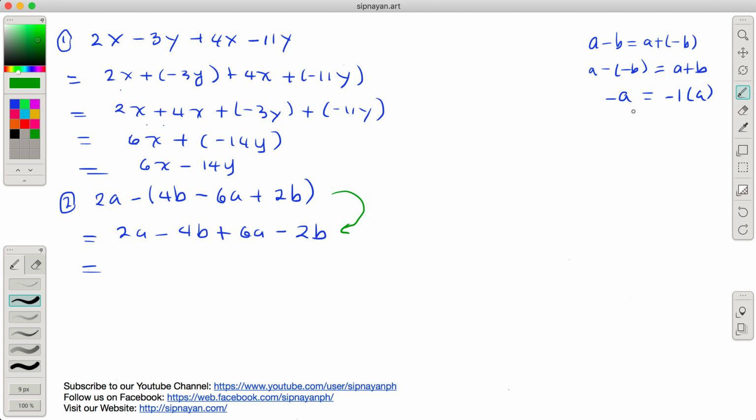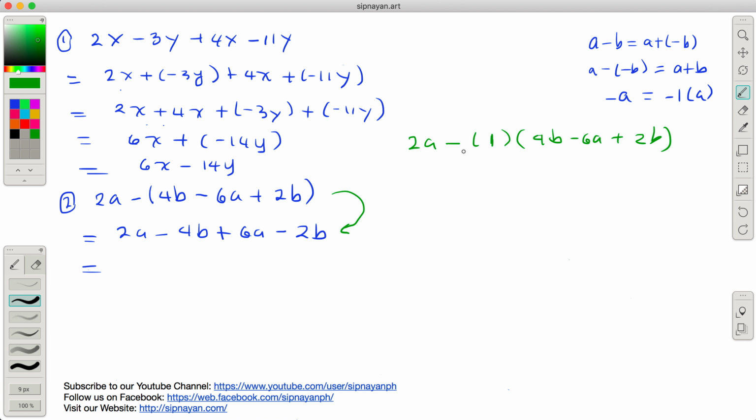So, gagamitin natin itong property na to, di ba? So, 2a, from here, we have 2a minus, ito entire expression. For example, ito yung a ko dito. Pwede ako maglagay ng negative 1, di ba? Negative 1 times the entire expression. Parang ito yung a ko, yung mahaba. Bali, ito yung minus ko. Ito yung 1 ko. Tapos yung a ko, ito yung mahaba na expression. So, this is 4b minus 6a plus 2b.